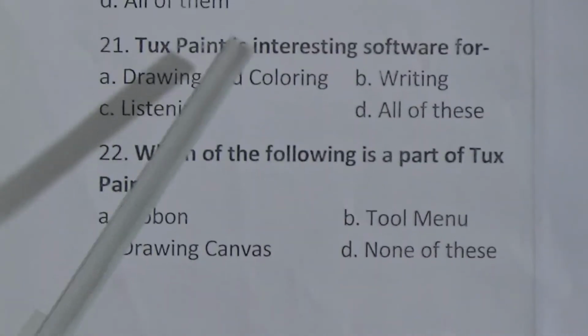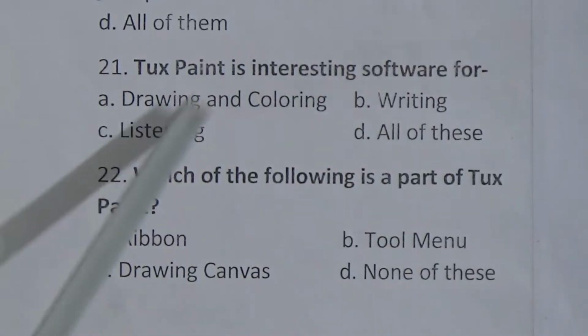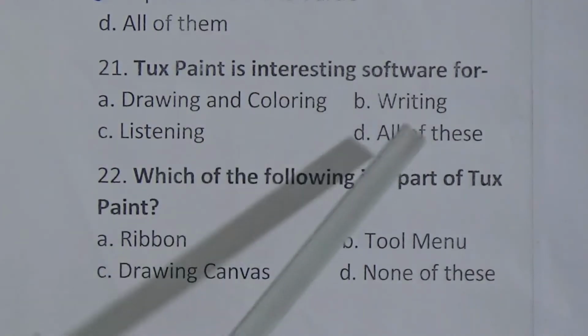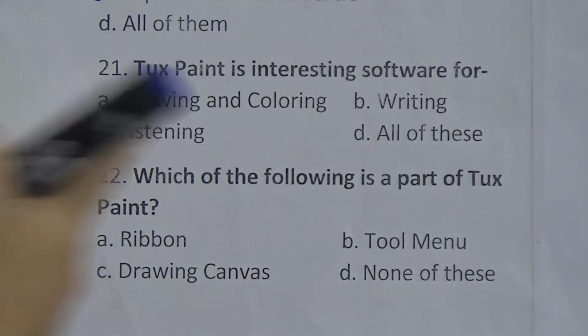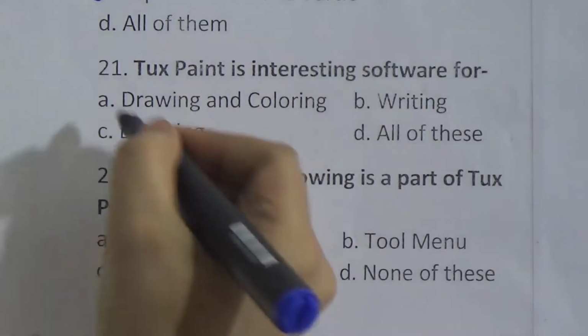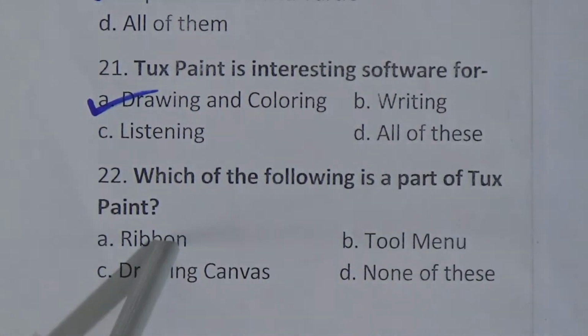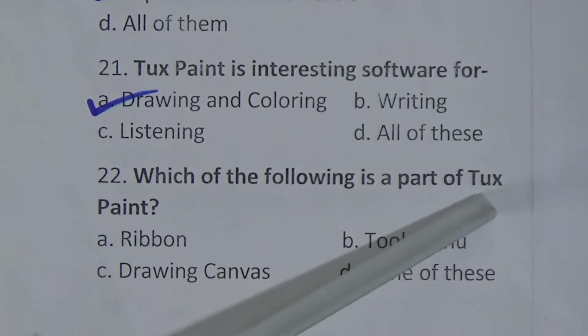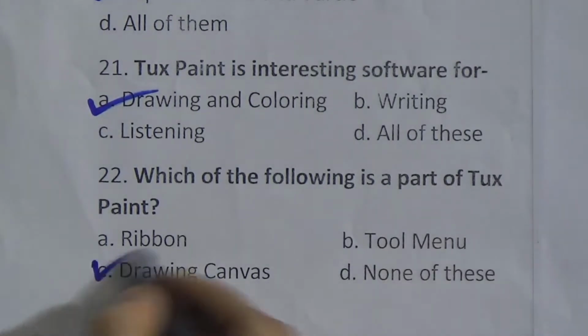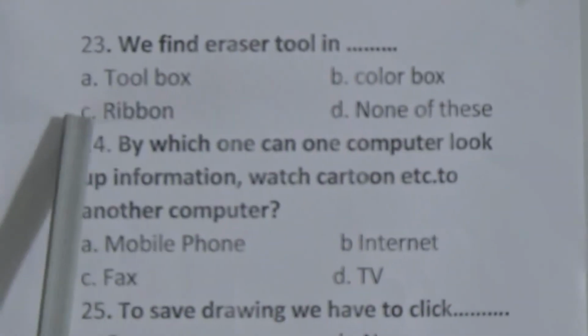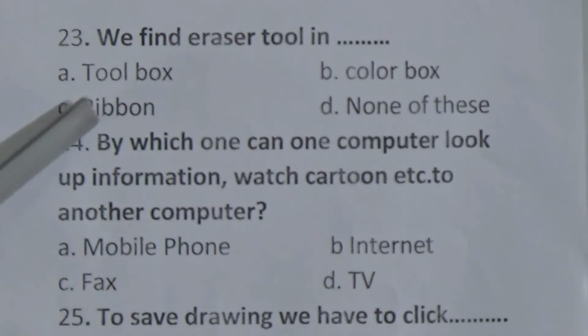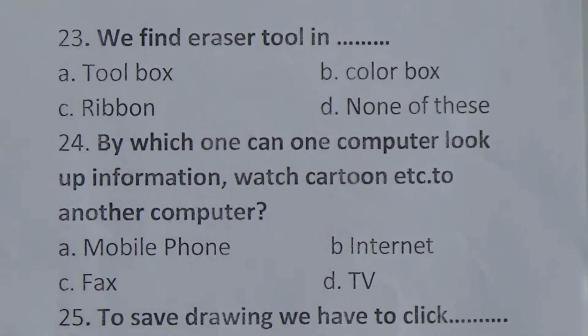Question number 21. Tux Paint is interesting software for drawing and coloring, writing, listening, all of this. So we know Tux Paint is interesting software for drawing and coloring. Which of the following is a part of Tux Paint? Ribbon, tool menu, drawing canvas, none of this. We find the eraser tool in toolbox, color box, ribbon, none of this. That is so easy. Our correct answer is toolbox.